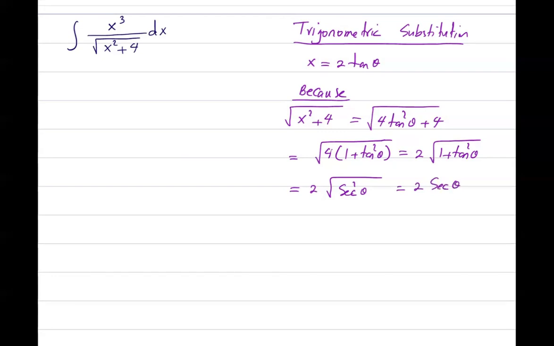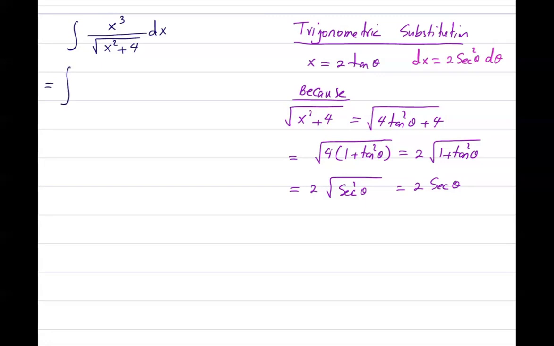Now, if you have x equals 2 tangent theta, what is dx? In order to calculate dx, we're just going back to what we learned before. When x is 2 tangent theta, dx is 2 secant squared of theta d theta. So we have all the missing pieces. Let's go back to our integral, do the substitution, and simplify as much as we can.